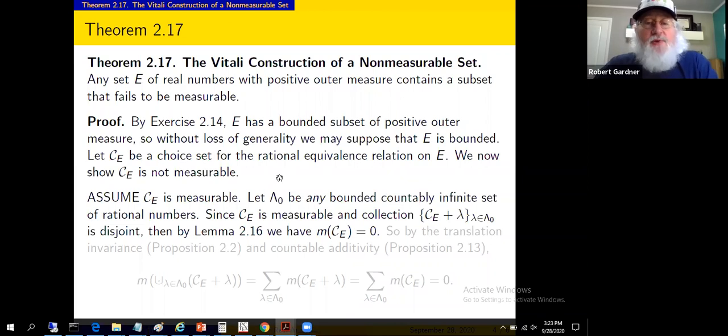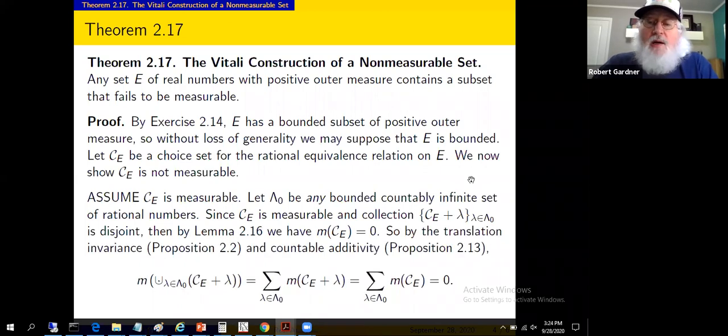Okay, we'll do a proof by contradiction, as we did in section 2.6, edition 3, by assuming this set is, in fact, measurable. Now, if lambda 0 is any bounded, countably infinite set of rational numbers, or for that matter, real numbers, but we're going to use rational numbers here. Since C sub E is measurable under our assumption, and this collection is disjoint, as we observed above, then we can apply Lemma 2.6 to draw the conclusion that the measure of C sub E equals 0.